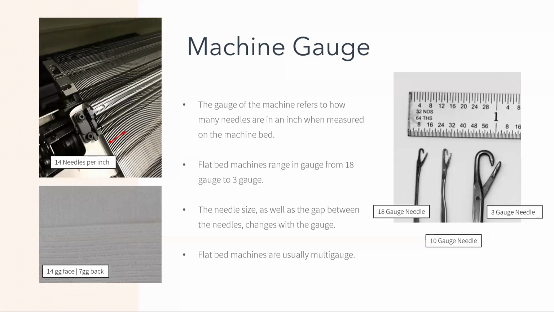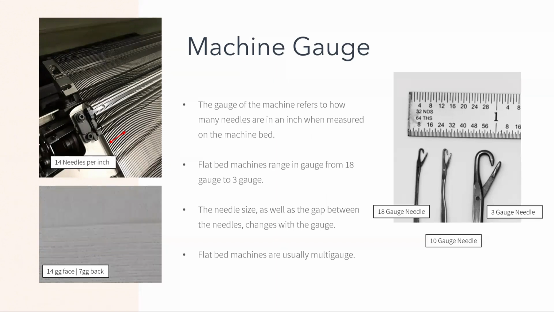A great thing about flatbed machines is that we can also multi-gauge on them. This means that if we were to knit on every other needle, we will have 7 needles per inch and therefore a 7 gauge machine.